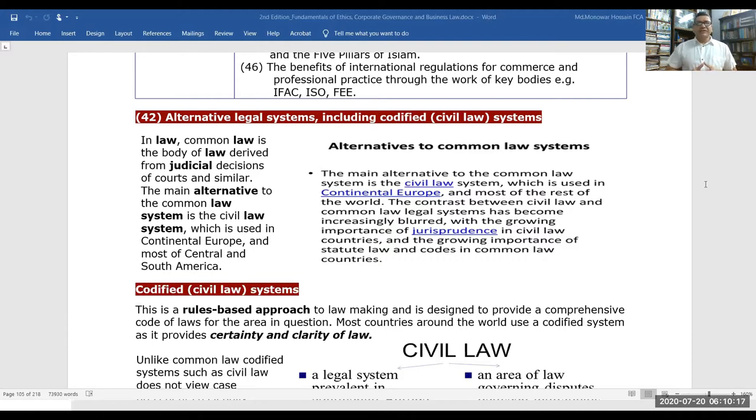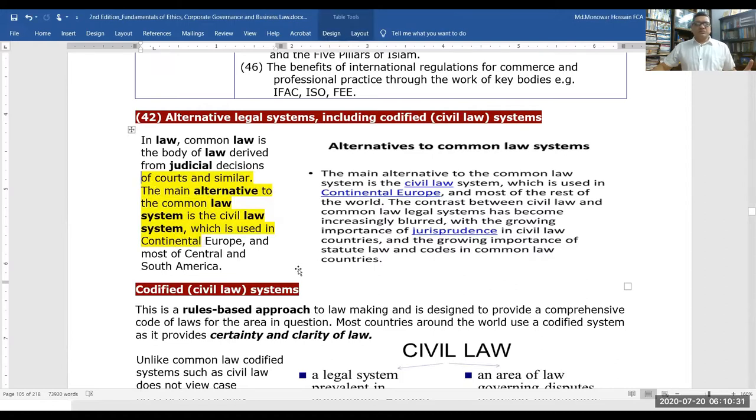In law, common law is the body of law derived from judicial decisions of courts and similar tribunals. The main alternative to the common law system is the civil law system. This is used in continental Europe and most of Central and South America. The main alternative to the common law system is the civil law system, which is used in continental Europe and most of the rest of the world.